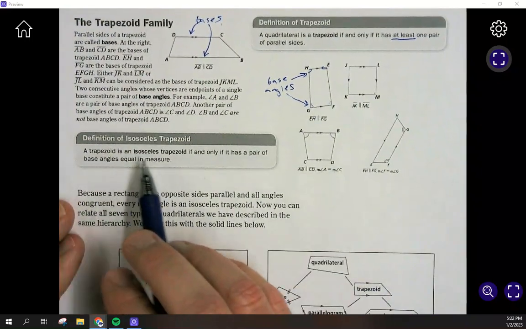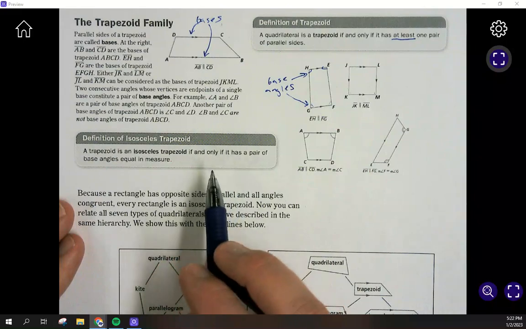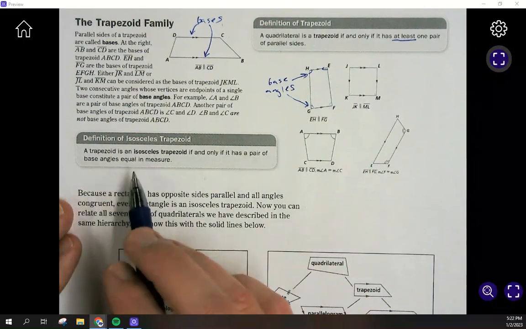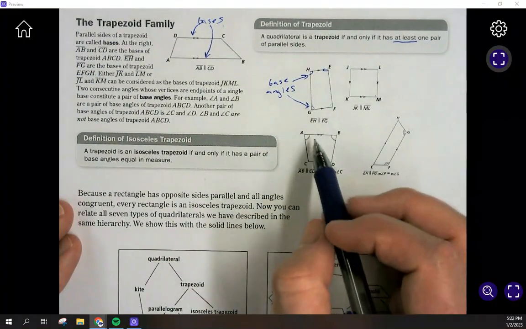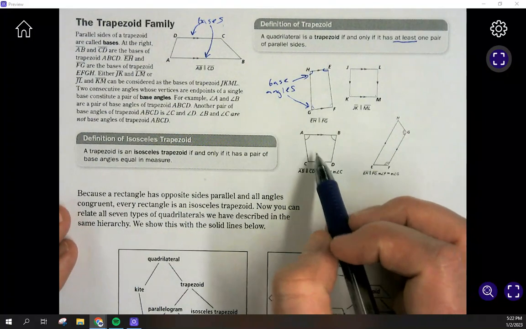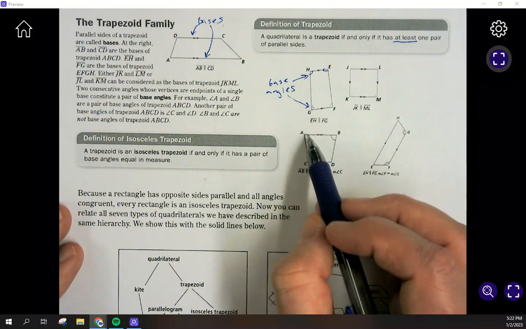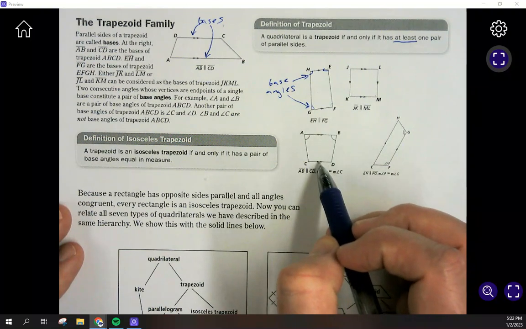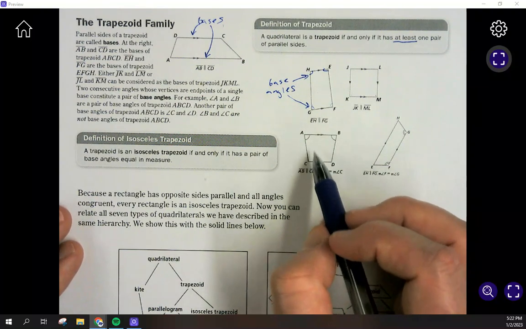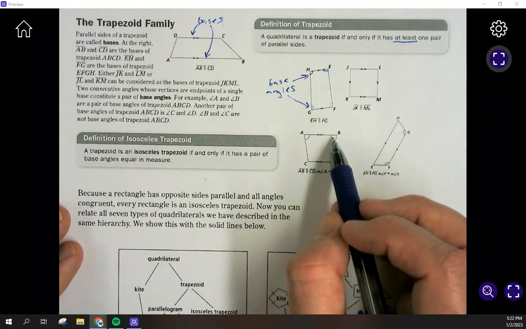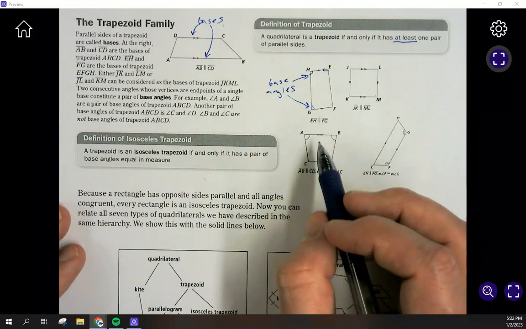So a trapezoid is an isosceles trapezoid if and only if it has a pair of base angles equal in measure. That's what we just looked at. So if we look at this trapezoid, I know it's a trapezoid because it has at least one pair of parallel sides. AB is parallel to CD, so therefore it's a trapezoid. And it's been marked that these two angles are equal to each other, which means this is an isosceles trapezoid.